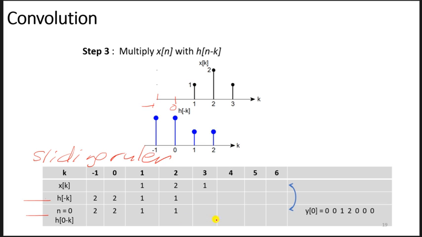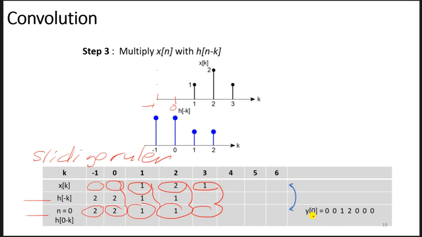So at this point, you multiply. This one you multiply with the value here, this one with the value here, this one with the value here, this one with the value here. Okay, so you multiply, then you have the values 0, 0, 1, 2, 0, 0. The rest are all zero.